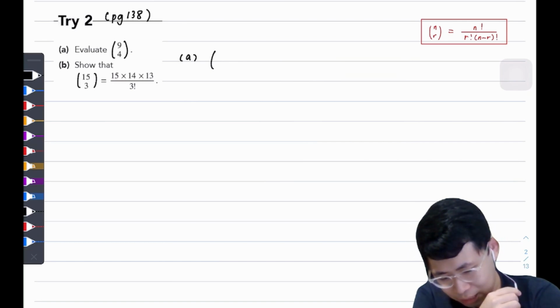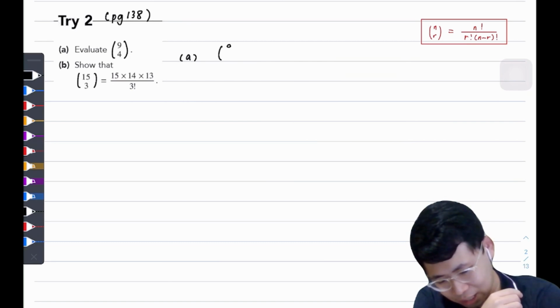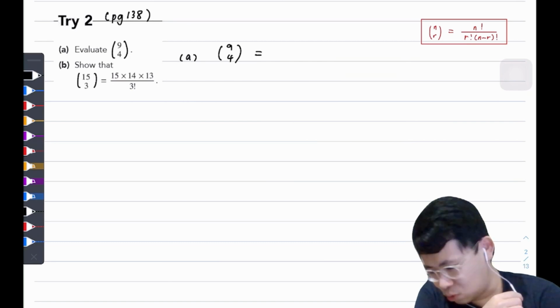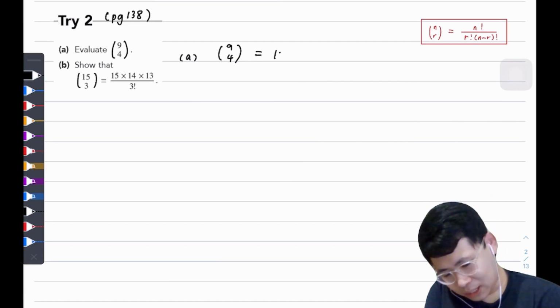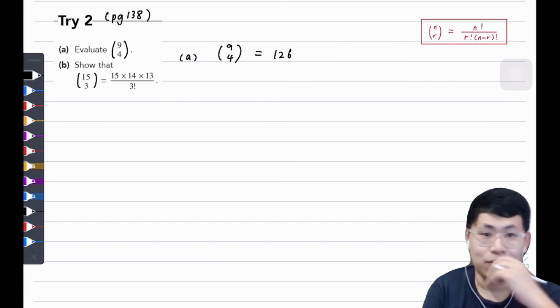Okay, why not let's use the calculator. 9 choose 4, let's not waste time. Let's just use the calculator. So 9 choose 4 is going to be equal to 126, because they never say we cannot use a calculator.